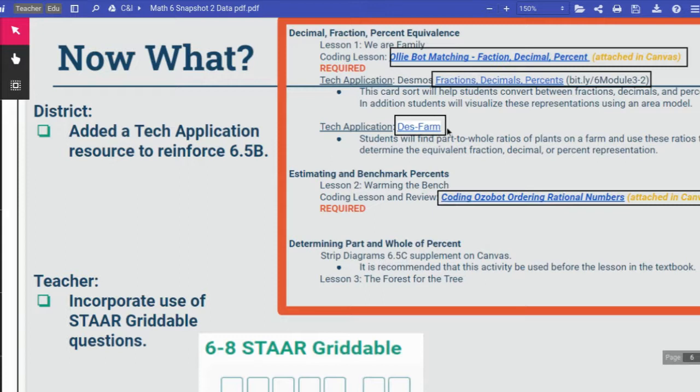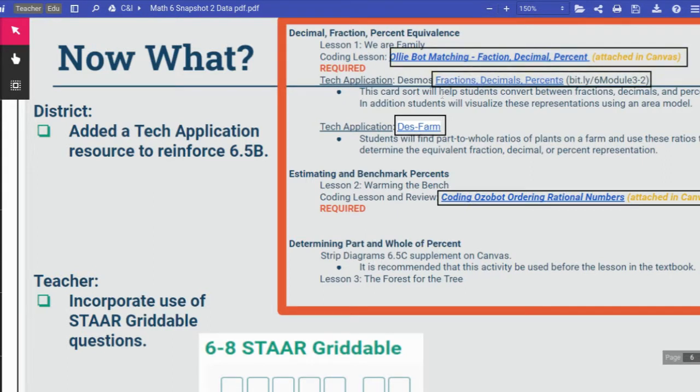So I added this right here. It's a Desmos activity, and in this Desmos activity students will find part to whole ratios of plants on the farm and use these ratios to determine the equivalent fractions, decimals, or percent representations. Highly encourage you to do this to address 6.5B and to reinforce their learning with this particular standard.